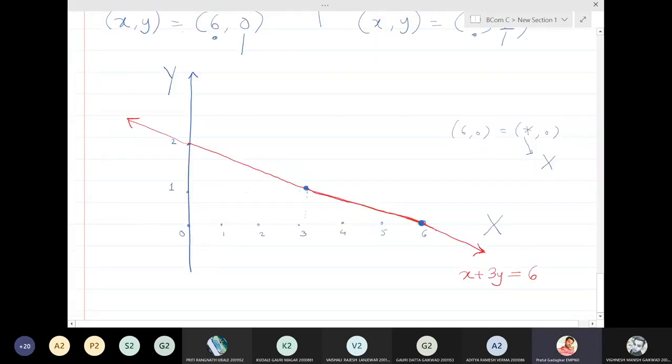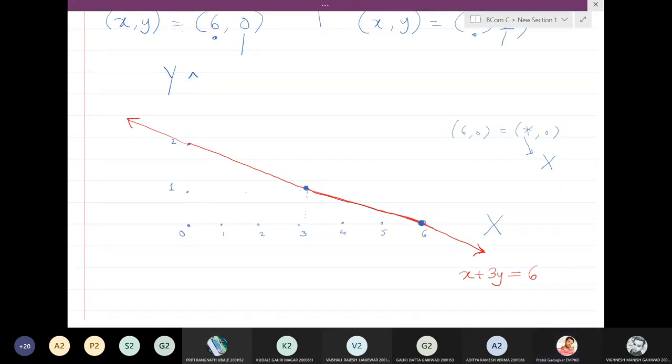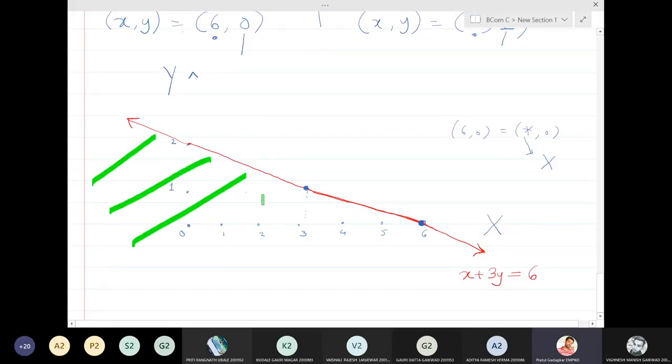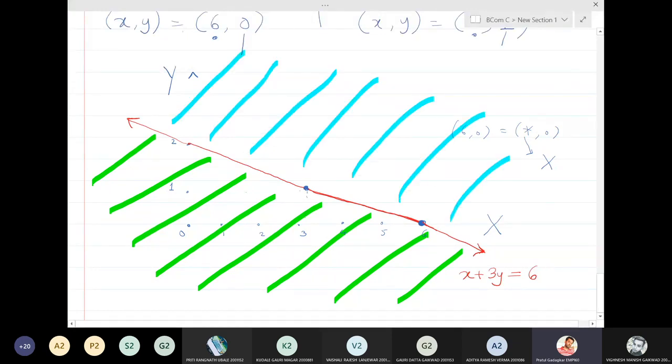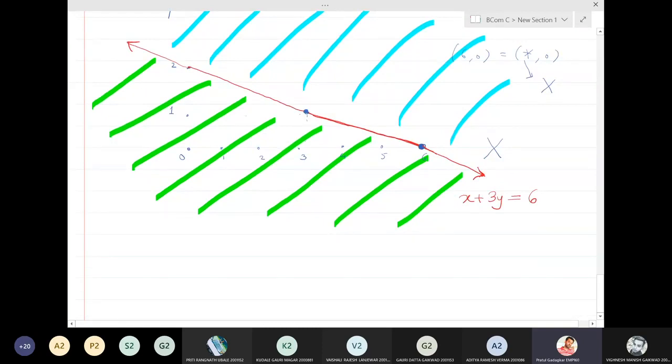If I omit the x-axis and y-axis for the time being, I see that this line divides the region into 2 parts: the green region and the other region, which I am calling the blue region. Which is the simplest point you have to take? I have told you, go for the point 0 0. Which region is 0 0 in? 0 0 is here, in the green region. So put x is 0 and y is 0 in the question.